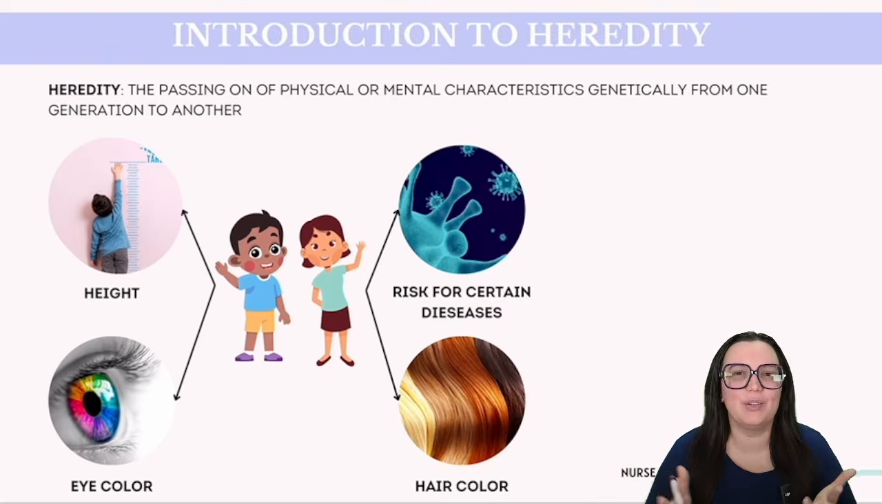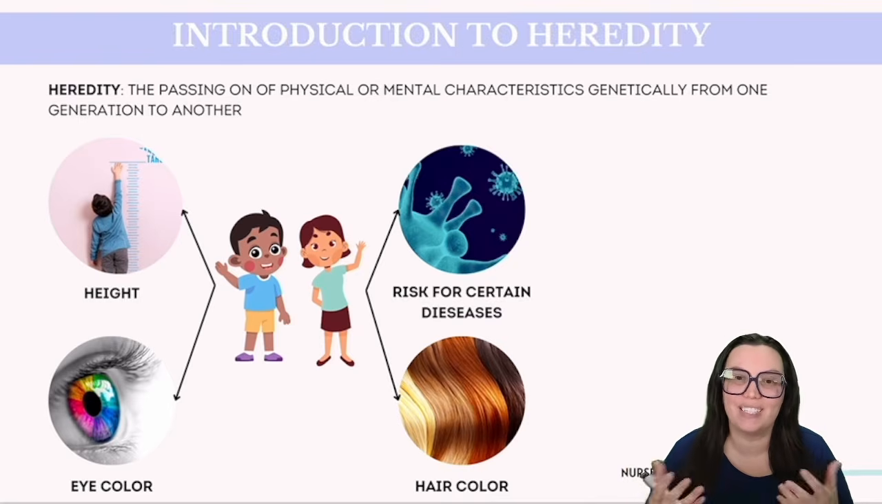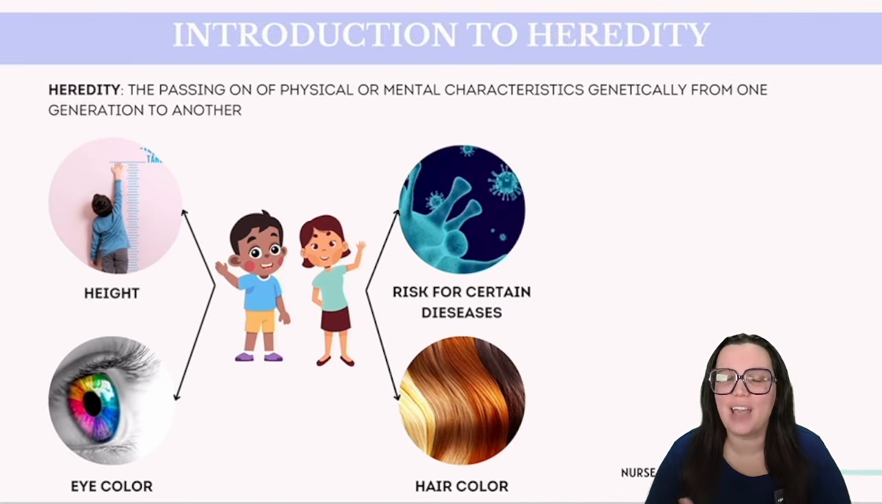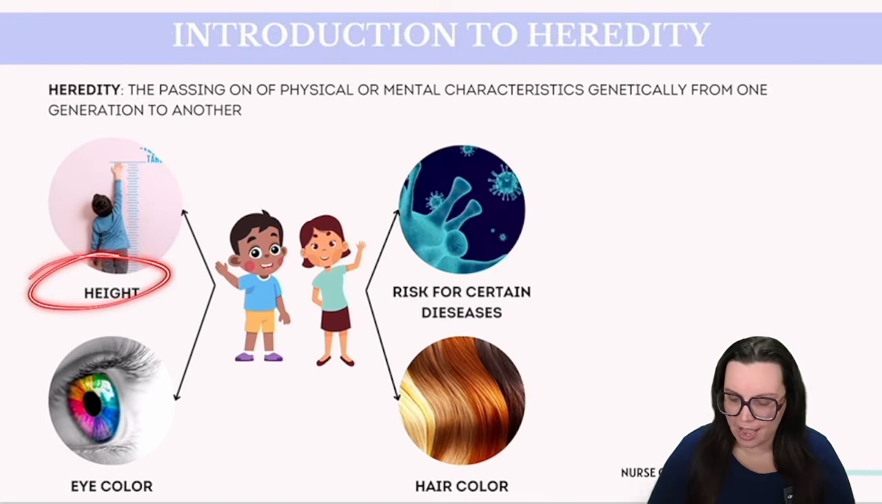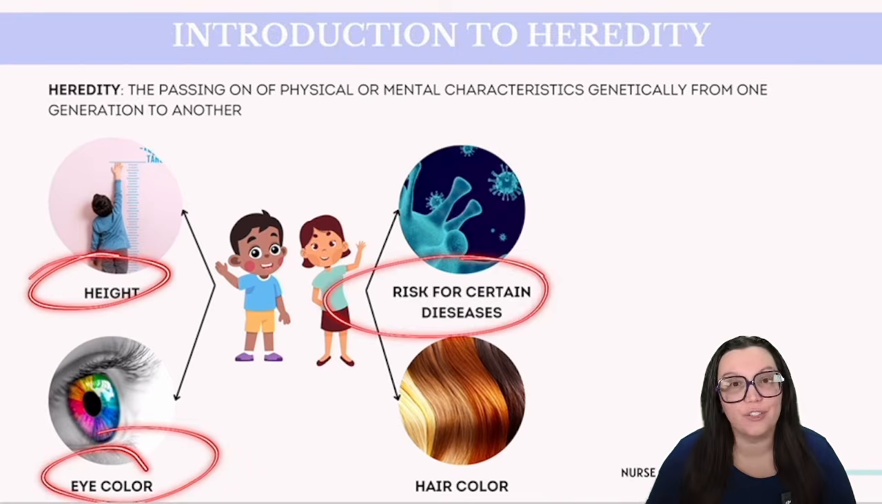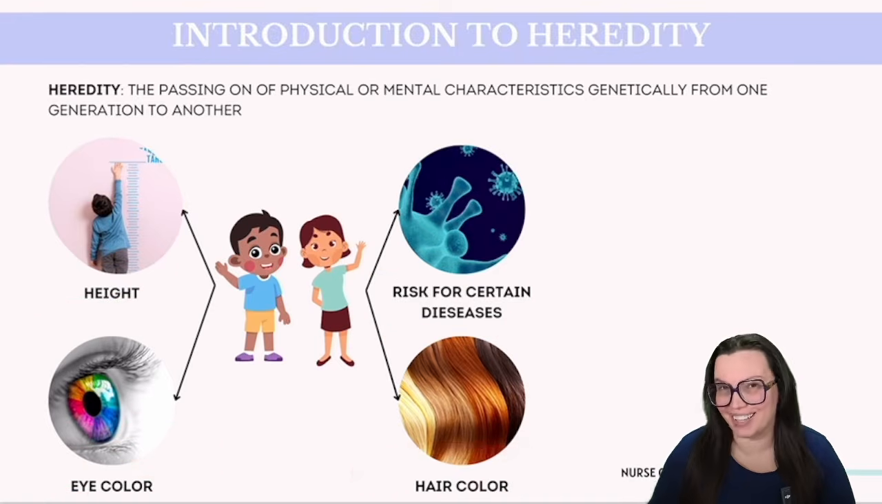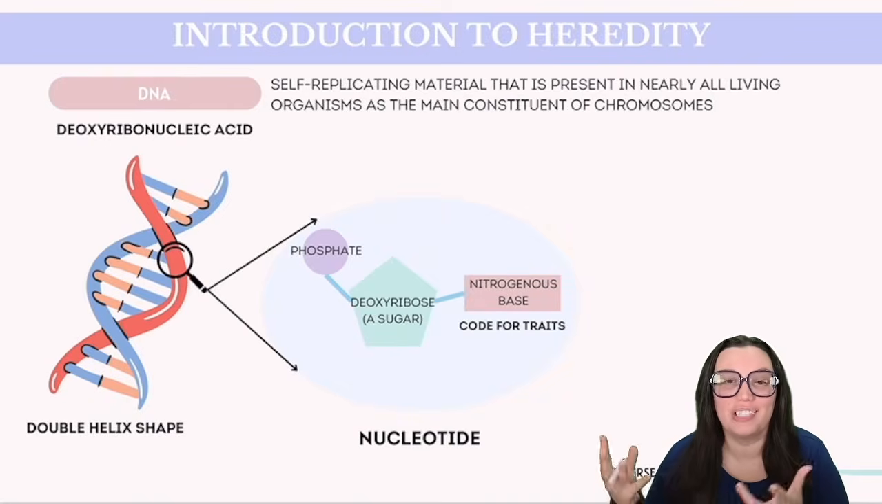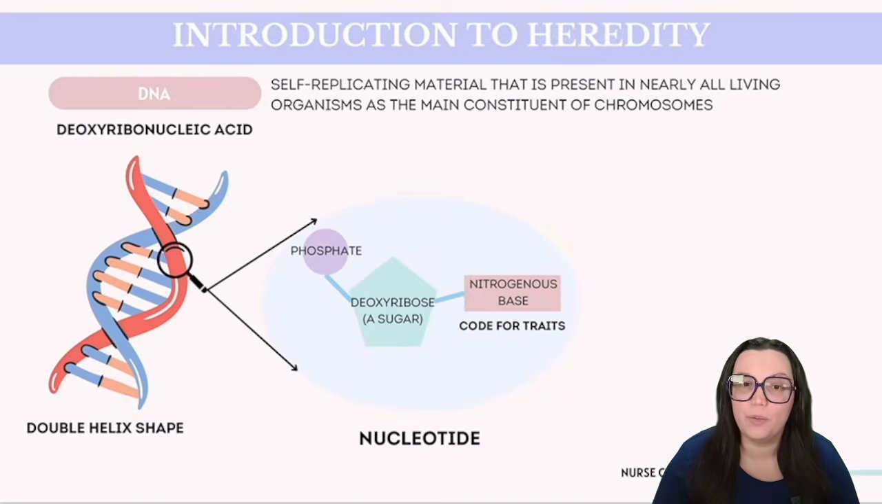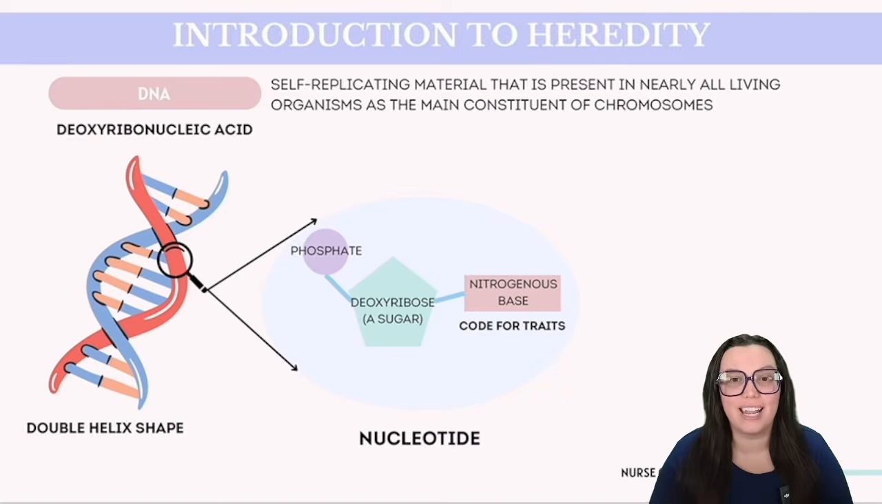Nevertheless, the essence remains the same. DNA is responsible for coding the traits that define us. It's essential for cell function, and it influences everything we've come to know, such as our height, eye color, risk for certain diseases, and hair color. Let's talk about the structure of DNA. It's not only beautiful, but it's also pivotal in understanding the mechanism of inheritance.